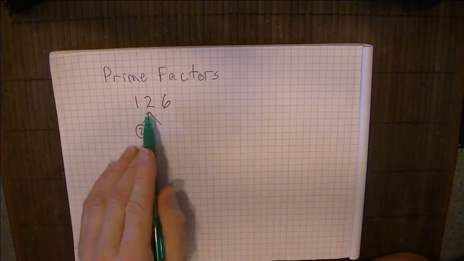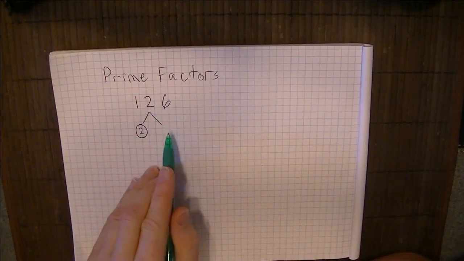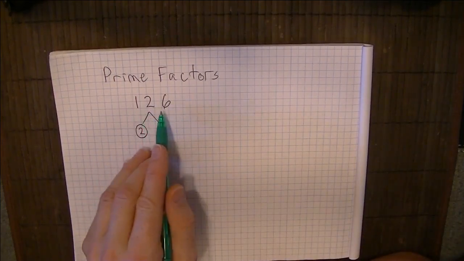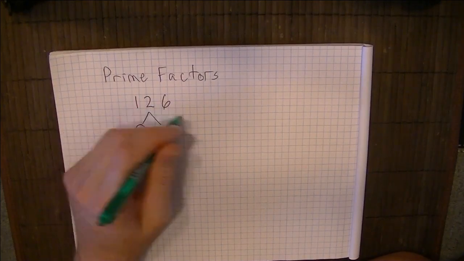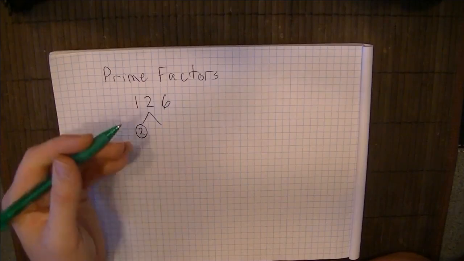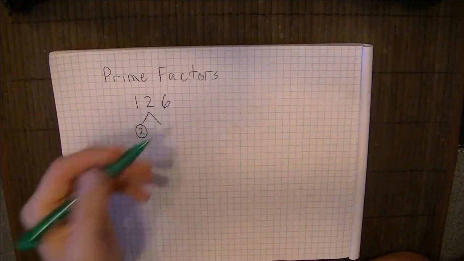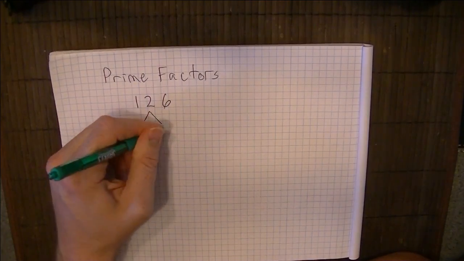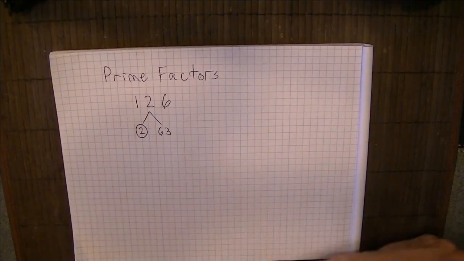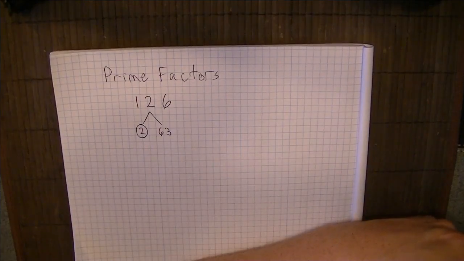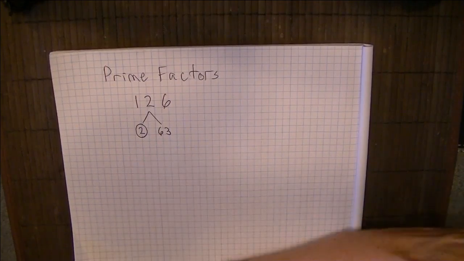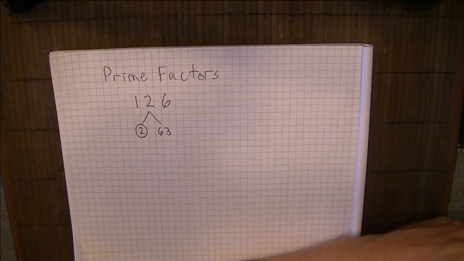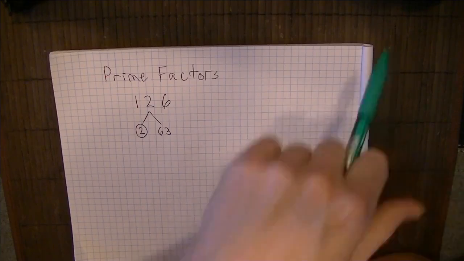Let's see. 6 divided by 2 is 3, 12 divided by 2 is 6, so this is 120, that's 12 tens, dividing that by 2 is 60, right? And the 6 divided by 2 is 3, so this gives me 63. Now, is that prime or is that composite? Well, looking at this number, 3 can go evenly into it. And how do I know that?